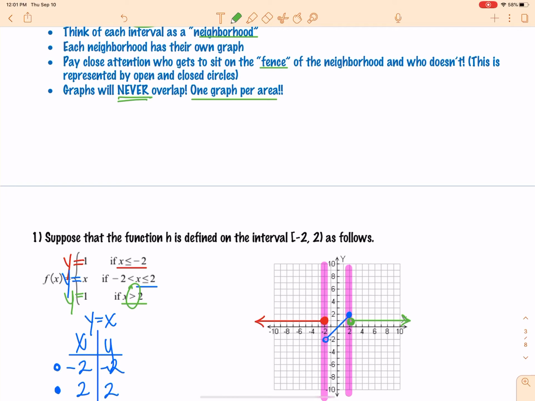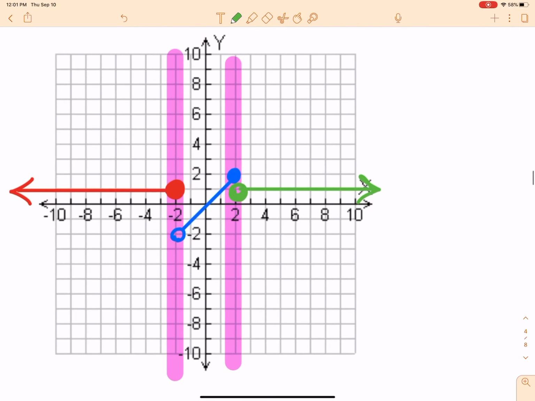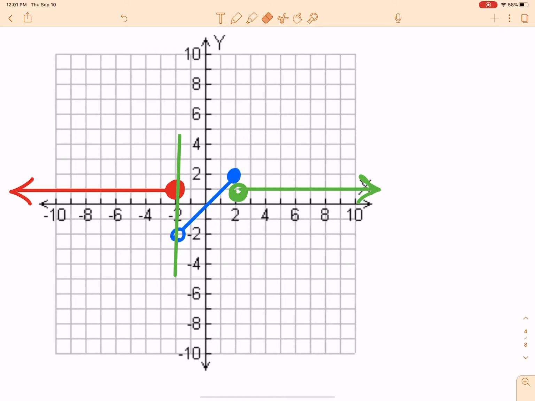Meaning you're only going to have one open and one closed circle per fence. So as you can see, there's one open and one closed. Here there's one open and one closed. Again, because this is a function and it needs to pass the vertical line test. We can't have two closed circles or it wouldn't be a function. So that's just something I check real quick before I erase my boundary lines. And then that would be my final answer.